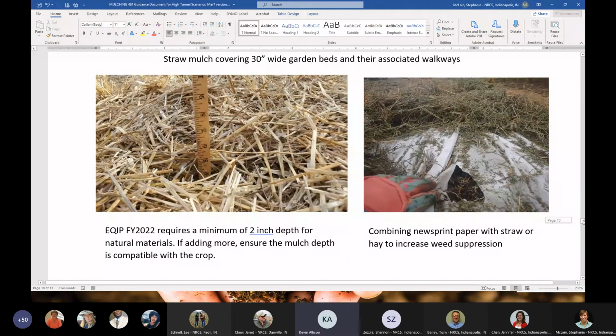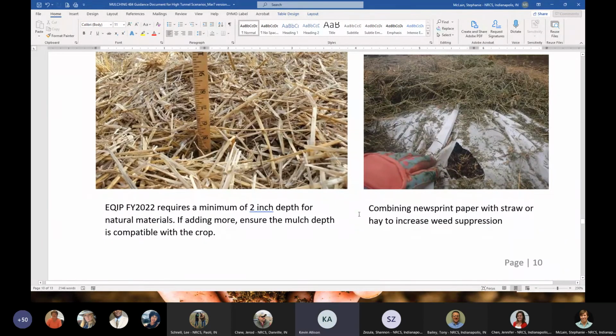I think there's another picture of straw being pressed down earlier in the document. But this is 5 inches of freshly laid straw on the left. If you press that down, you might get around 2 inches, maybe a little bit less. In the trials that we did, 6 inches seemed to be about the target for getting it to be 2 inches deep.